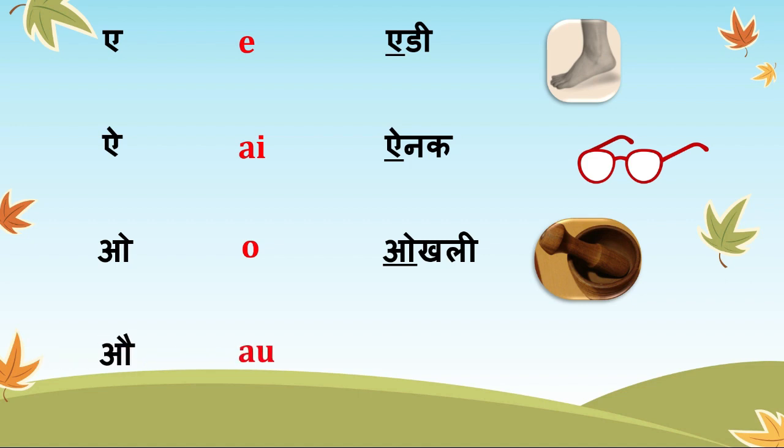The next one is also a labial, but it's a diphthong. Repeat. Au. One more time. Au. In English, it's AU. Au for aurat, which means woman.